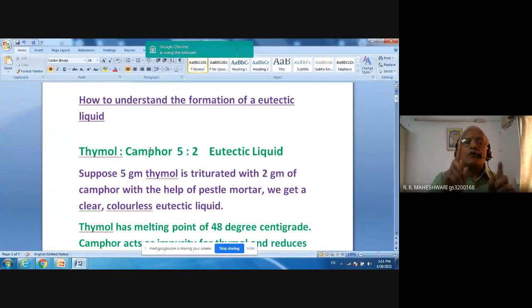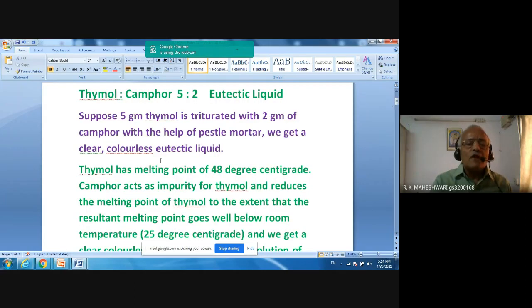Suppose you take 5 gram thymol and 0.5 gram camphor, you will not get eutectic liquid. Okay, I will tell you why. Suppose 5 gram thymol is triturated with 2 gram of camphor. With the help of pestle and mortar, we get a clear colorless eutectic liquid.